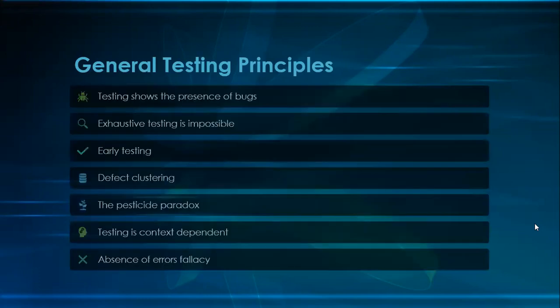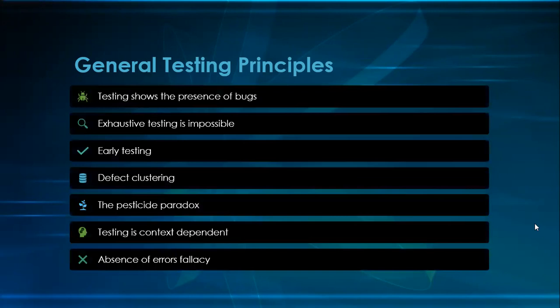The first one is that testing shows the presence of bugs. Correct? Yes or no? That's the reason we are testing. It shows the presence of bugs. Exhaustive testing is impossible. That's what I told you initially, before now, keeping software under control.